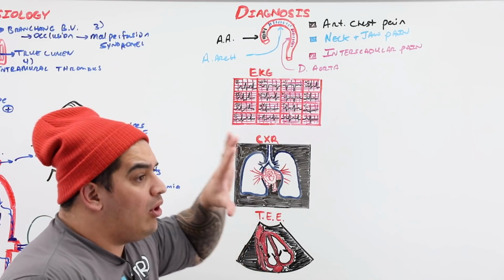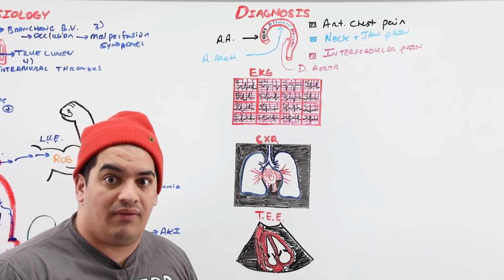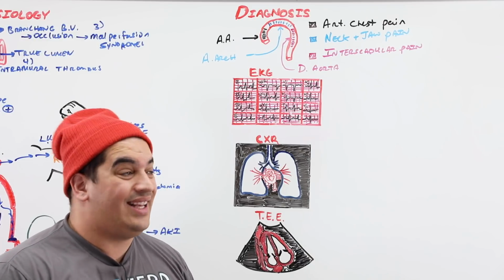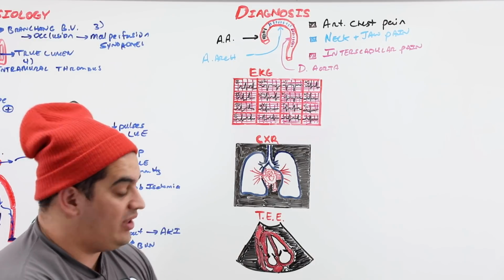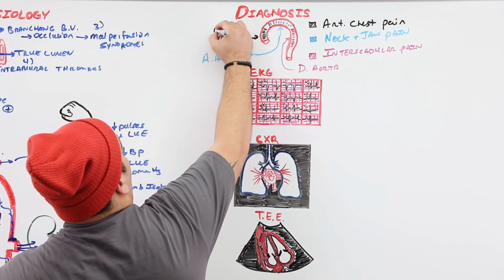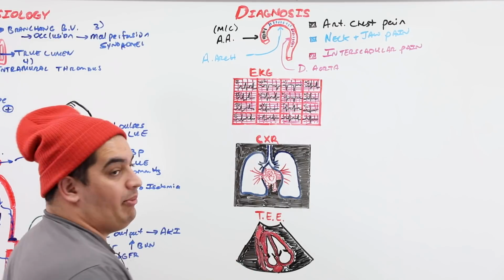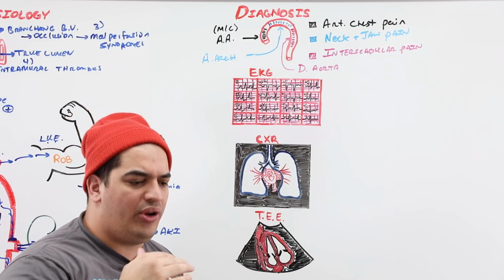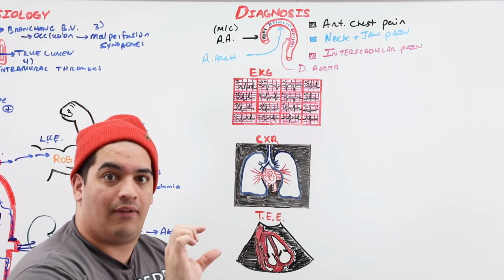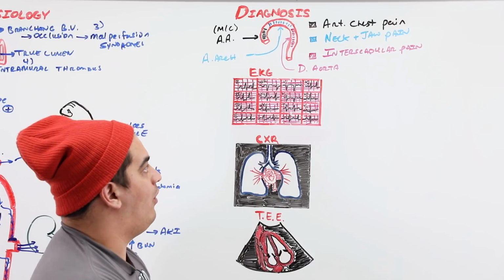Now, the most common location for someone to develop an aortic dissection is actually the ascending aorta. So this is usually the most common location, usually like 2.2 centimeters from the aortic valve is usually where you're going to get that involvement.